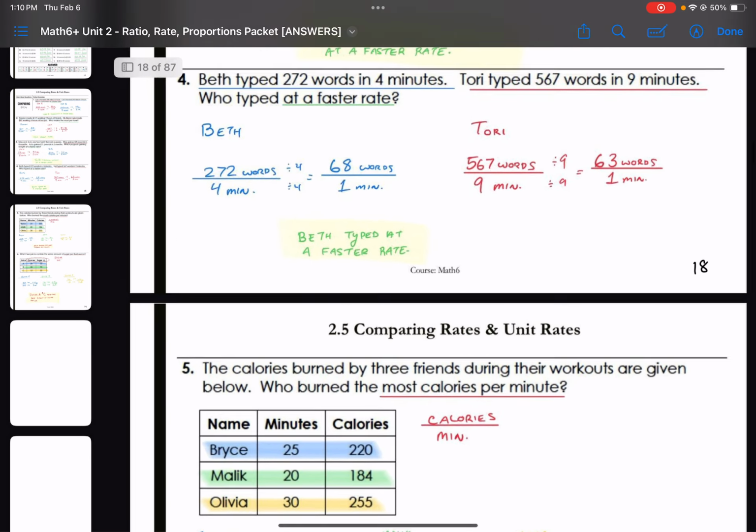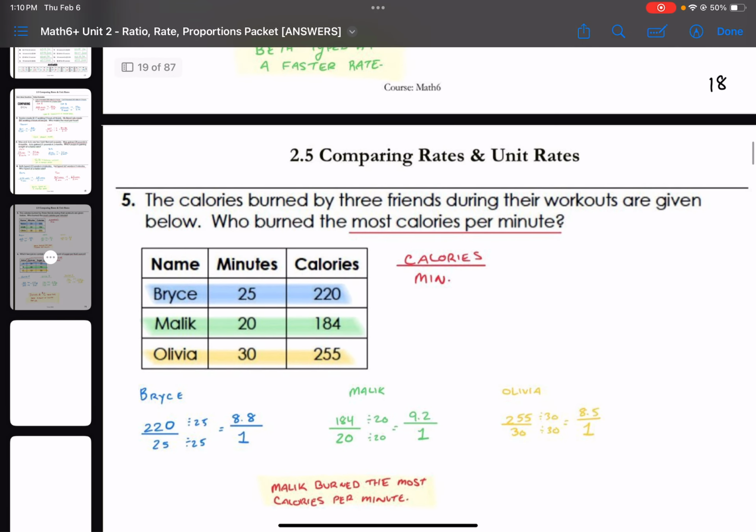The answer for that is that Malik burned the most calories per minute. Bryce burned 8.8 calories per 1 minute. Malik burned 9.2 calories per 1 minute. And Olivia burned 8.5 calories per 1 minute. So that puts Malik burning the most calories.